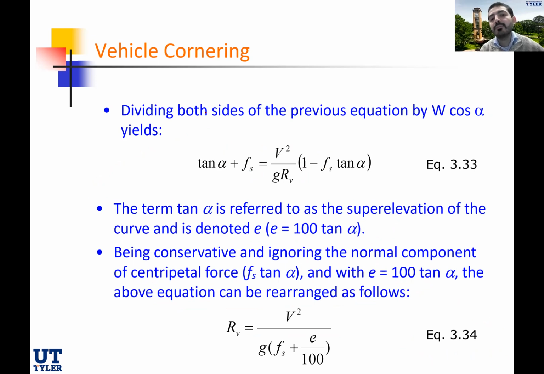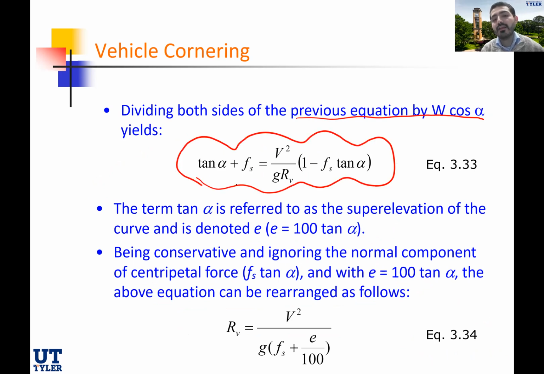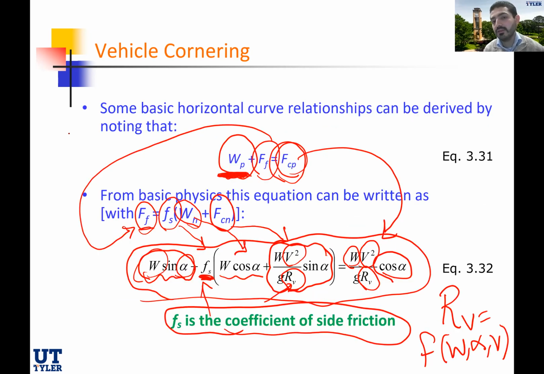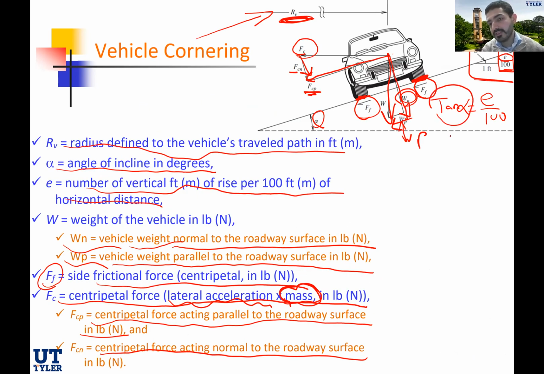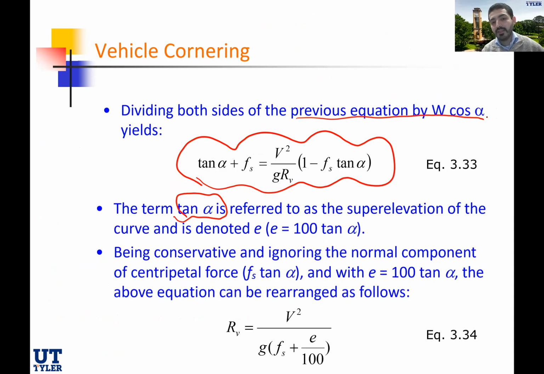If we divide both sides of the previous equation by W cosine alpha, we yield this simple equation right here: the tangent of alpha plus Fs equals V squared over G times RV, all that times 1 minus Fs times the tangent of alpha. We have to know that the tangent of alpha is what is referred to as the super elevation, and that's what I defined for you here. It's not the alpha itself; the tangent of it is the super elevation.